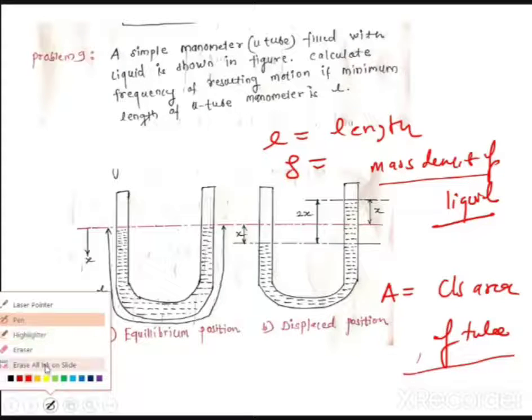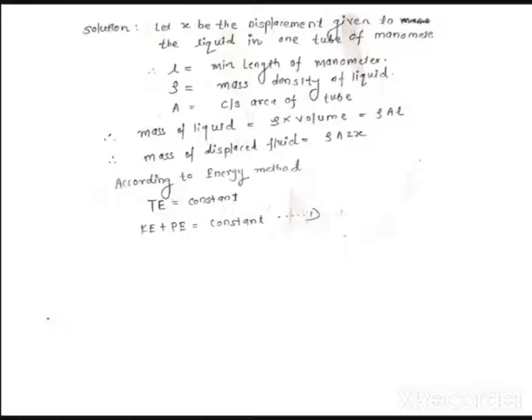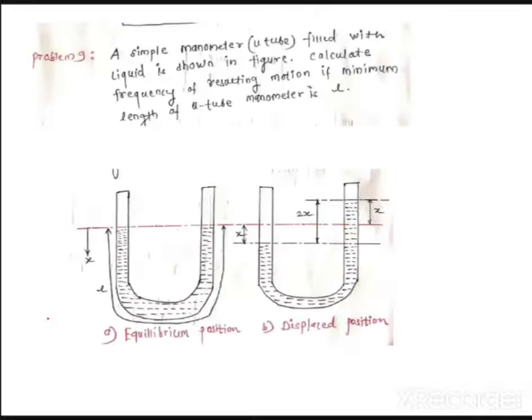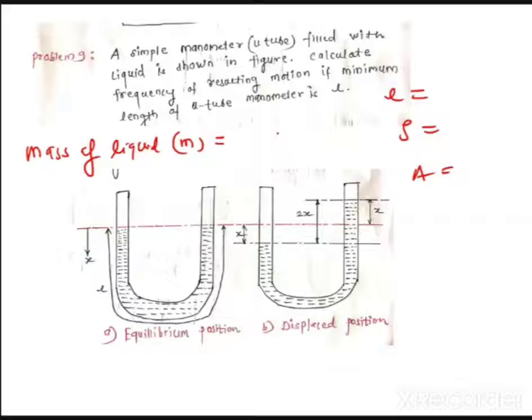Okay, I'll move on to the next point. Now, if L is the length, rho is the mass density, and A is the area, can anybody tell me what is the mass of the liquid, small m? How do you calculate the mass of the liquid? This is a basic formula. Because we have to find the kinetic energy. When the liquid starts vibrating, it will have a motion, so there will be kinetic energy.